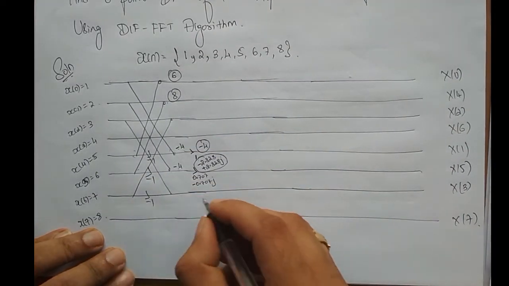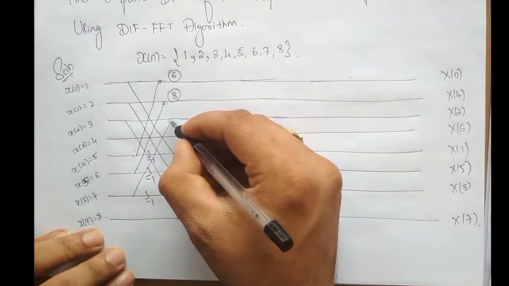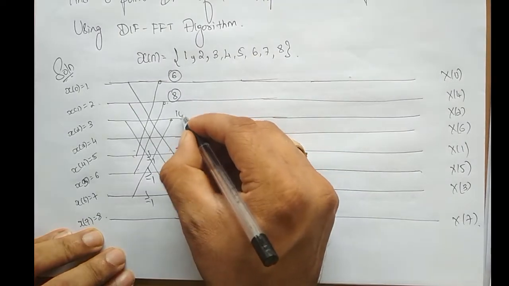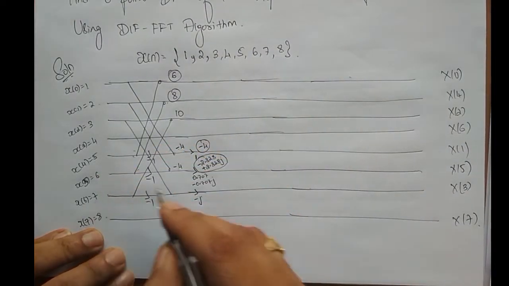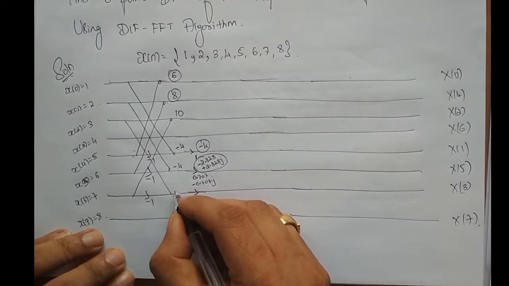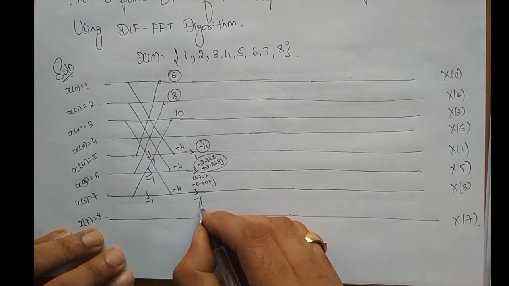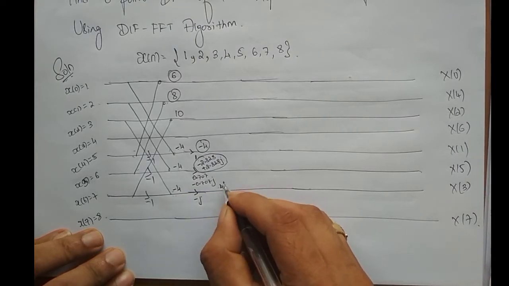this is -1. So this is W8 power 2, which is -j. So we have 3 coming here added with 7, which is 10. And we have 3 coming here subtracted by 7, which is equal to -4. And -4 scaled by -j. So we get 4j plus 4j.